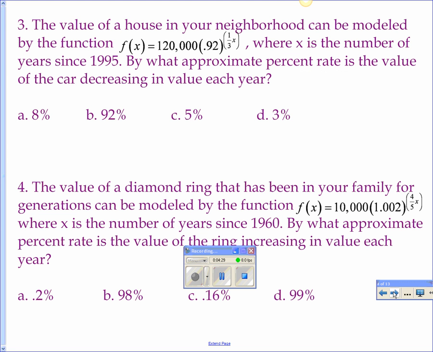All right. Number 3, the value of a house in your neighborhood can be modeled by the function f of x equals 120,000 times 0.92 to the 1/3 x, where x is the number of years since 1995. By what approximate percent rate is the value of the car decreasing each year? Andrea, what am I circling?